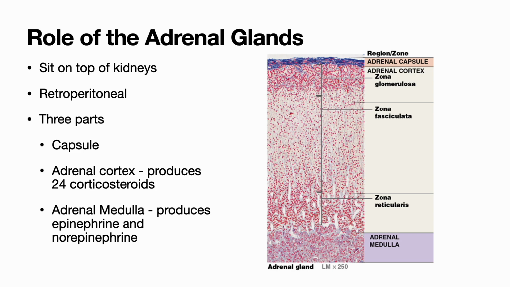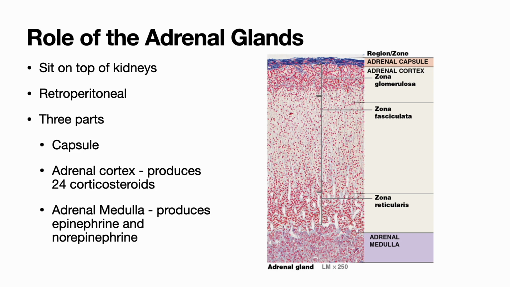There are three major parts or layers or zones to the adrenal glands. We're going to have the outermost part, which is the capsule. And then underneath that, we're going to have the adrenal cortex. And the adrenal cortex actually has three zones. You can see the glomerulosa, the fasciculata, and the reticularis. That's a little more in depth than what we probably need to know for this class, but just be aware that there are multiple zones in the adrenal cortex.